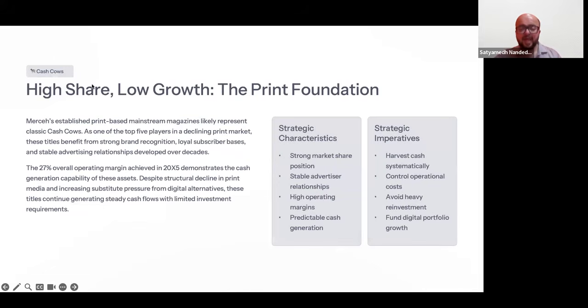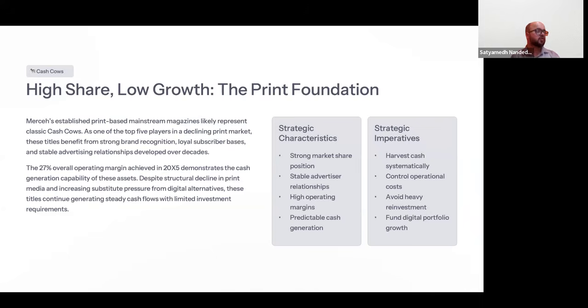Now, from a cash cow perspective, see, what is a cash cow? High share in a low growth market. So Meredith's established print-based mainstream magazines represent cash cows. See, it is one of the top five players in a market which is declining in terms of print media. So you will benefit from stronger brand recognition, having a loyal subscriber base. People of a certain age group will continue to subscribe to your magazines, and these magazines have been giving you stable revenue over decades. Okay, the 27% overall margin achieved in 2005 demonstrates the cash generation capability of these assets.